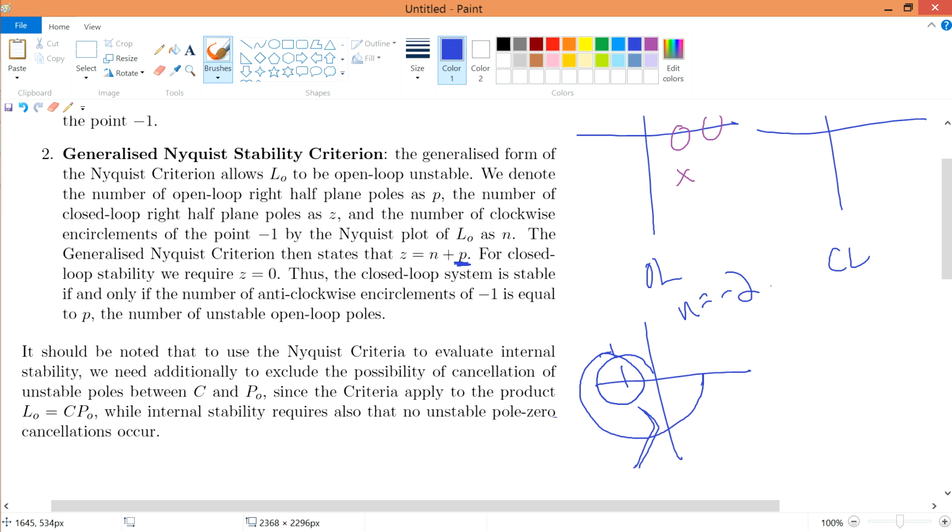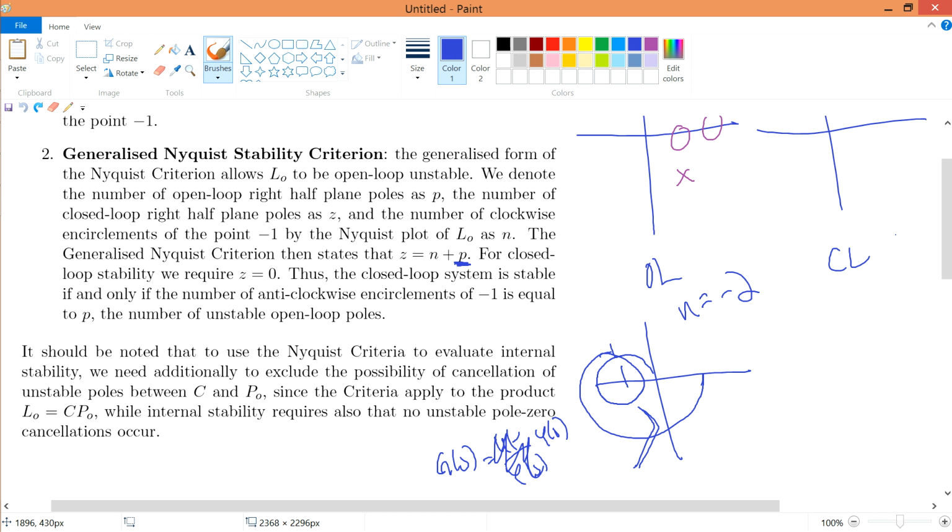Since we know that our P is equal to 2, therefore minus 2 plus 2 is equal to 0, and this is simply telling you the Z. For the generalized Nyquist stability criterion, you have to ensure that your Z is smaller than or equal to 0. In this case it's 0, which means you're stable. If you have Z like minus 1 or minus 2, you are still considered stable. Unless your Z is equal to 1, 2, 3, whatever, then you are considered unstable.